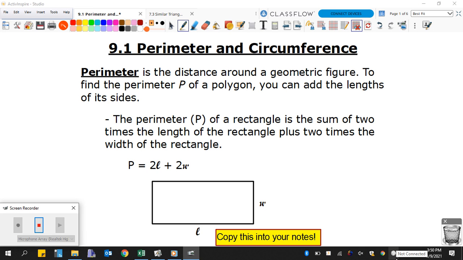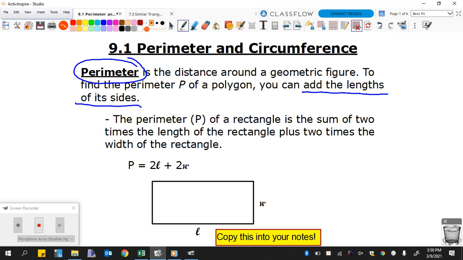Going to be talking about the distance around a geometric figure. With any geometric figure, you can find the distance around it by just adding the lengths of the sides, okay? And that distance around a geometric figure is called the perimeter. So the perimeter is the distance all the way around the outside of a geometric figure, like if you walked all the way around it.